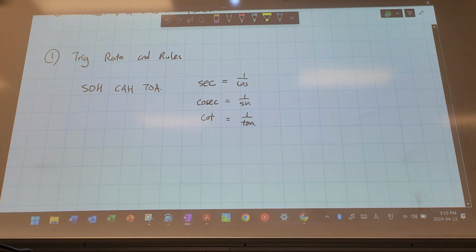Let's talk about the rules as well. We have the sine rule and the cosine rule, right? We can use the trig ratios for right triangles. The sine rule and the cosine rule, on the other hand, are for non-right triangles. So if you encounter various shapes of triangles, that's when we use these.